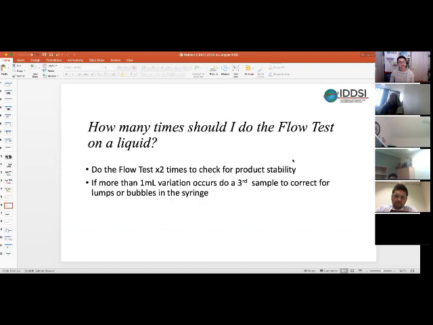How many times should I do the flow test on a liquid? We recommend doing the flow test a minimum of 2 times to check for product stability, and if you've got more than 1 millilitre of variation across those 2 times, to do it a 3rd time, and that's to correct for any lumps or bubbles that might be in the syringe, for example.